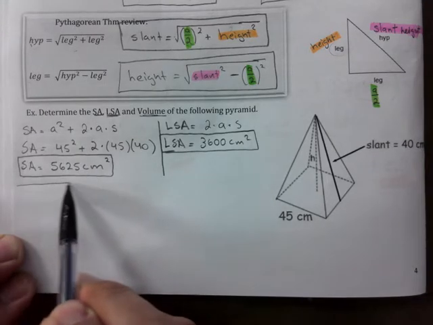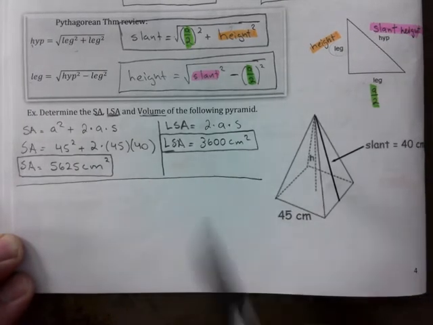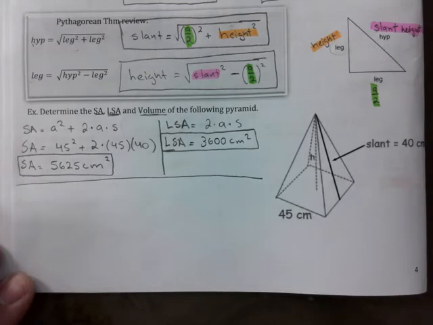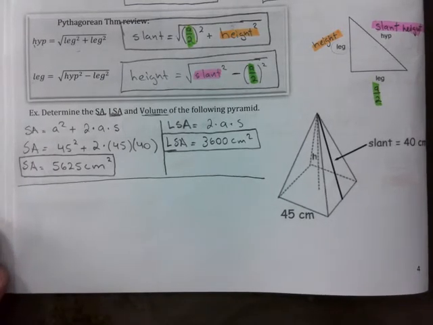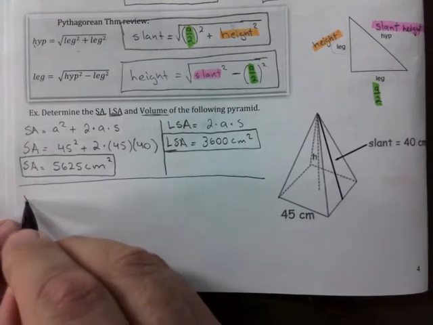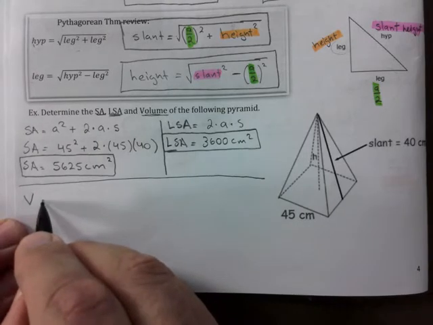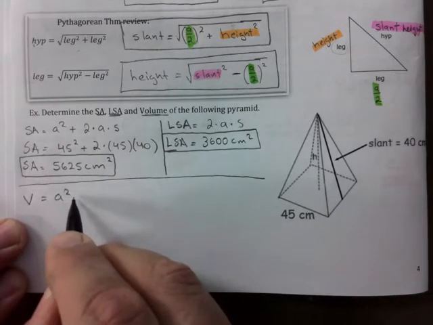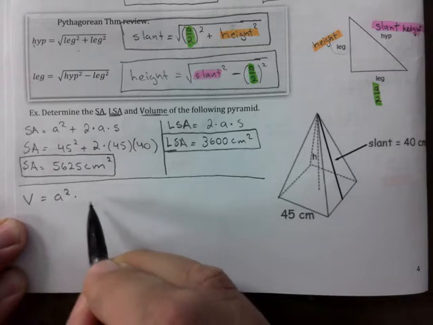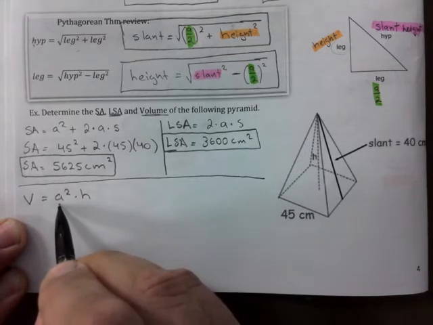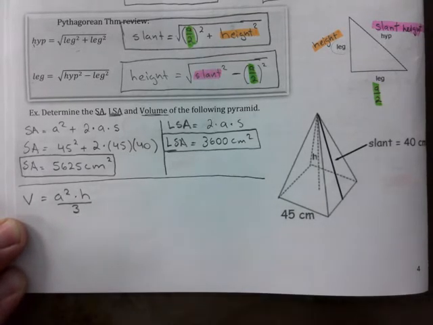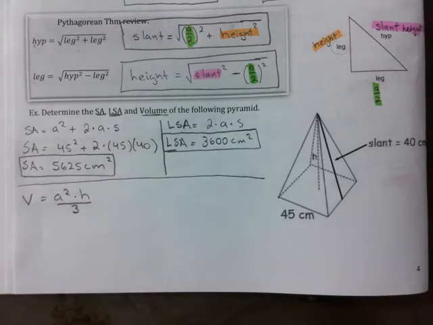I'm going to kind of just close that to separate my work. And here I am with the volume now. With the volume, it's A squared times height divided by 3. I need the height, correct? I need the height going straight down the center.